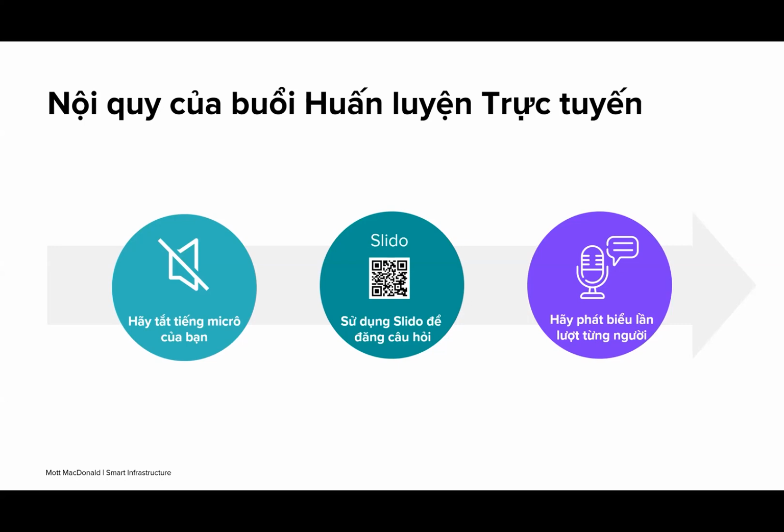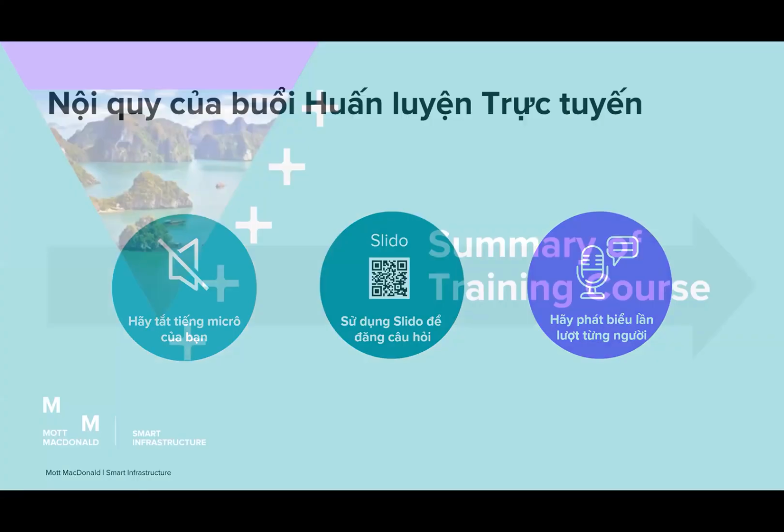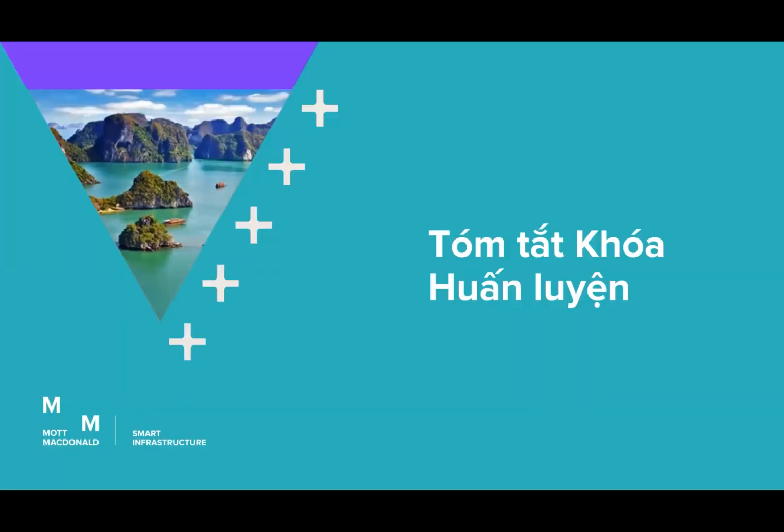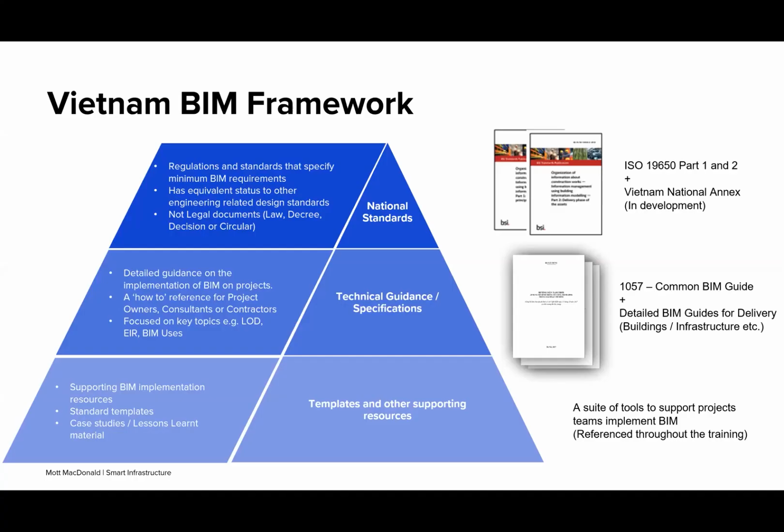So to quickly summarize the training course, I'm going to quickly explain that this training has been based on the Vietnam standards and guidance for BIM, which can be referenced following the training by accessing the Vietnam BIM website. ISO 19650 is an international best practice standard for the management of information using BIM. The standard is currently being translated and published in Vietnamese by the Ministry of Science and Technology in 2020.